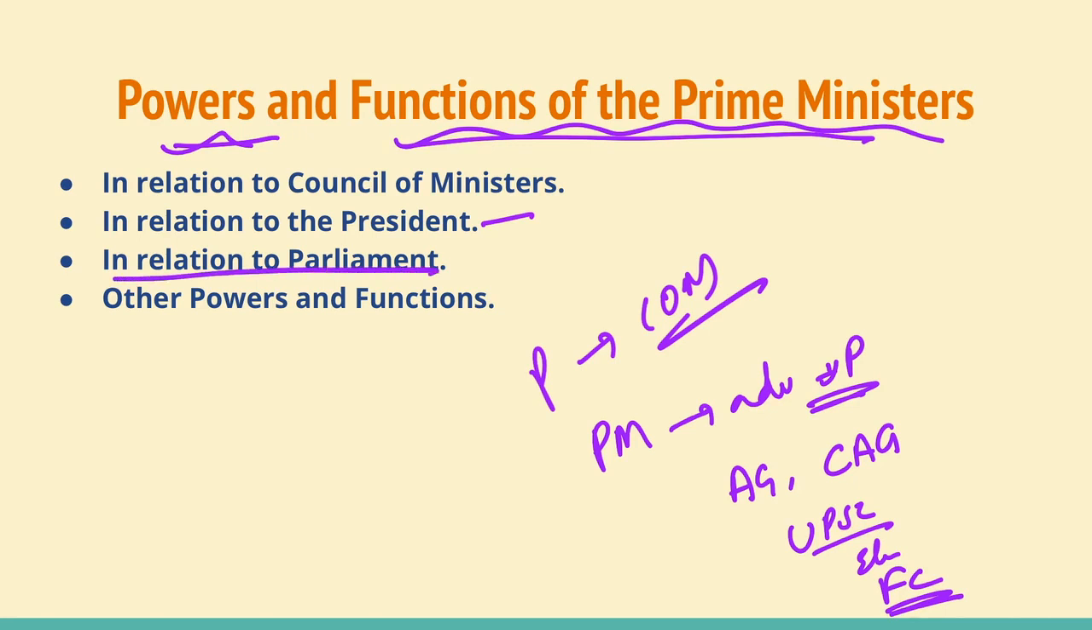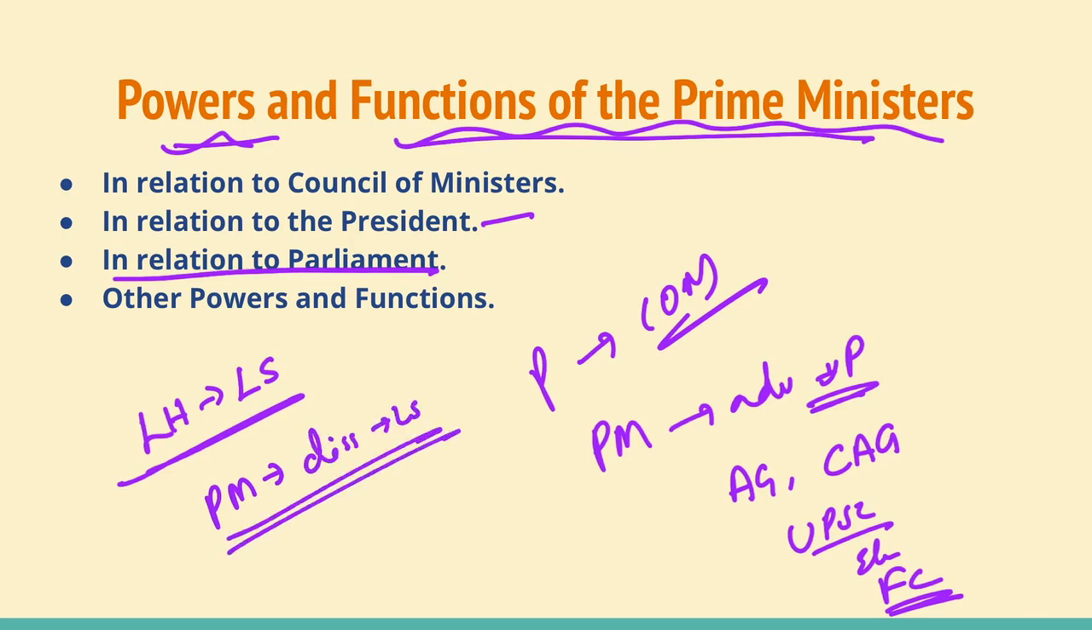Powers and functions of the Prime Minister in relation to the Parliament. The Prime Minister is said to be the leader of the lower house, that is the Lok Sabha. In this capacity, the Prime Minister advises the President regarding summoning or proroguing of the session of the Parliament. The Prime Minister can recommend the dissolution of the Lok Sabha at any time to the President, and announces the government policies on the floor of the House.